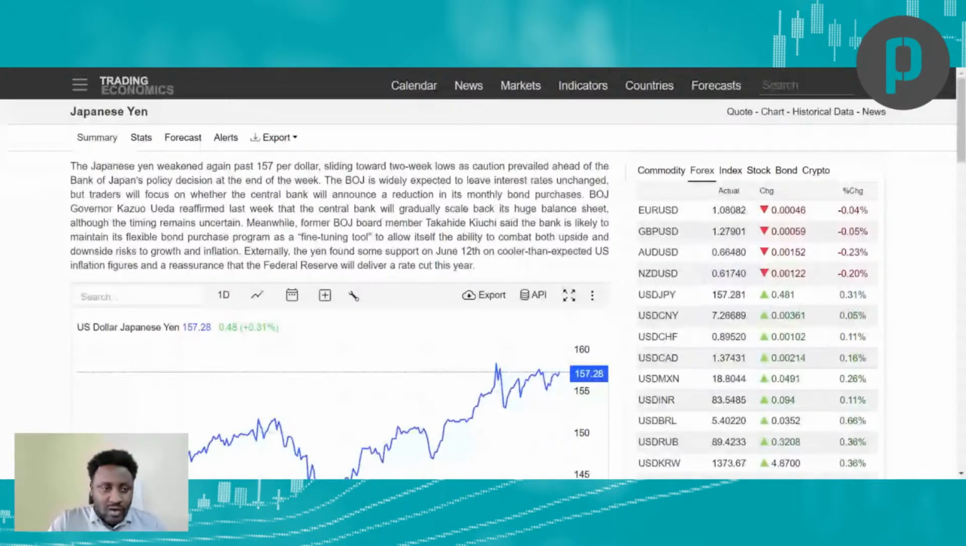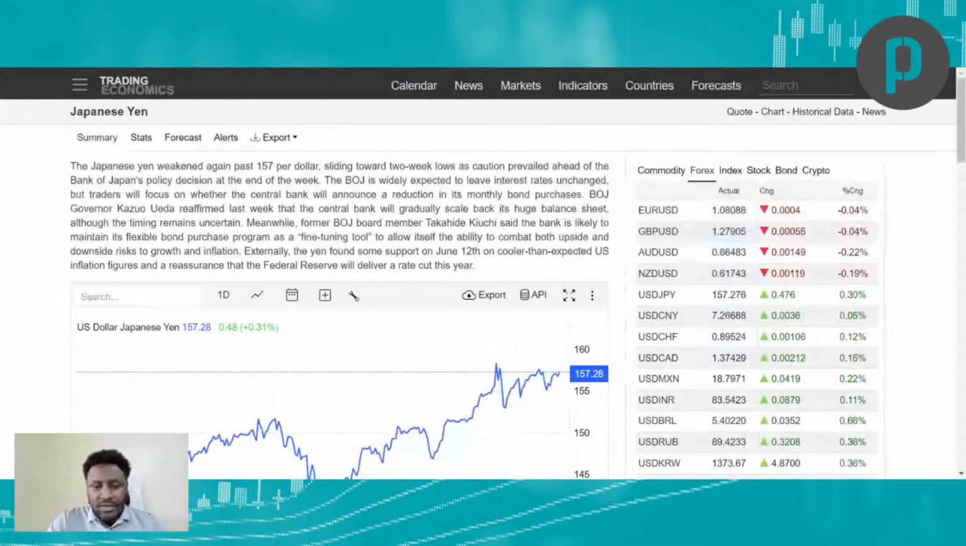So Bank of Japan Governor Kazuo Ueda reaffirmed last week that the central bank will gradually scale back its huge balance sheet, although the timing remains uncertain. Meanwhile, former BOJ board member Takahide Kyoichi said the bank is likely to maintain its flexible bond purchase program as a fine-tuning tool to allow itself the ability to combat both upside and downside risks to growth and inflation.